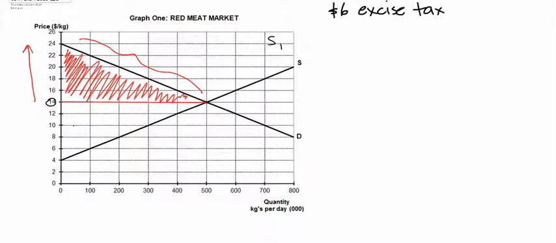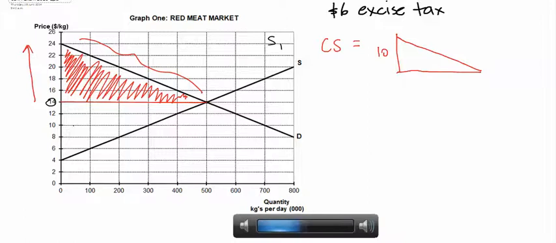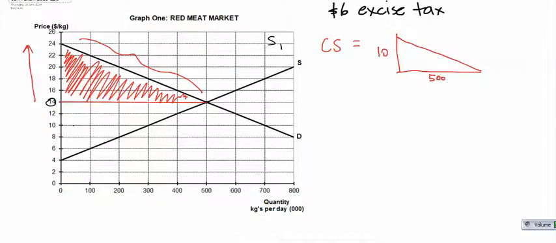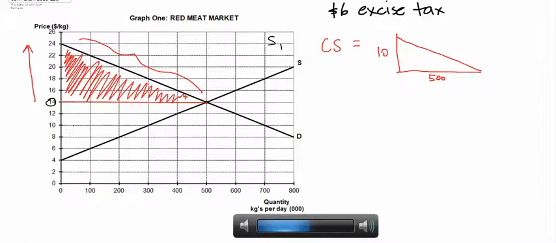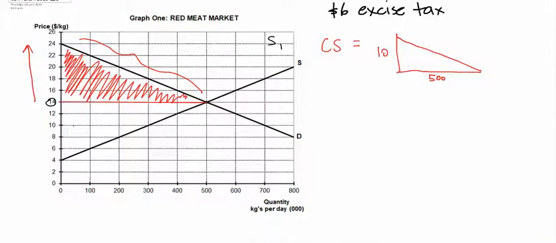So in this case, consumer surplus is equal to the triangle. What's that? 14 to 24 is 10. So there's this triangle, so you need to know a bit of triangle theory if you don't already. So that's 10, and then across the bottom we've got 500. So that triangle is half the base times the height. So 10 times 500 over 2, which is 5,000 over 2, which is 2,500. And of course that's in thousands, so that's 2.5 million. So that's the consumer surplus.